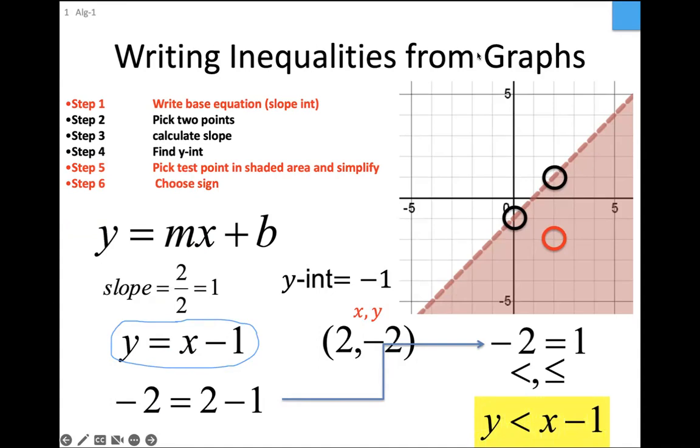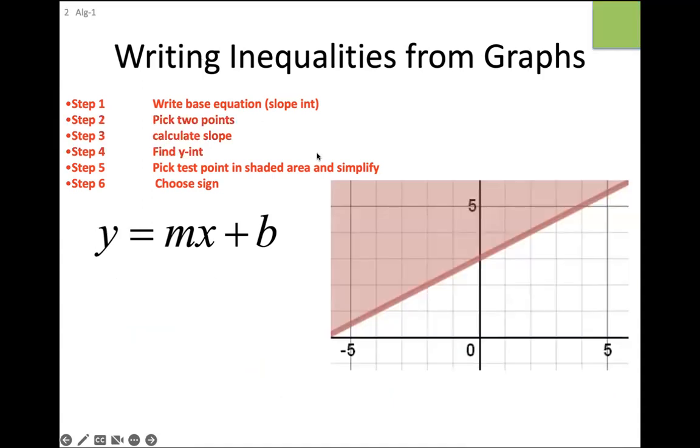It usually takes about 3 of these for this to lock in. Let's knock one more out. Okay, so here we go. Step number 1. Is it a diagonal? Is it a horizontal, or is it a vertical? It's a diagonal line, so y equals mx plus b.